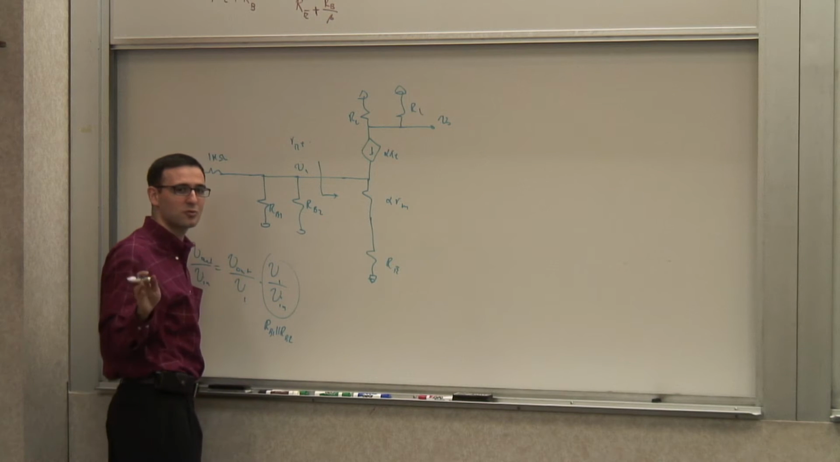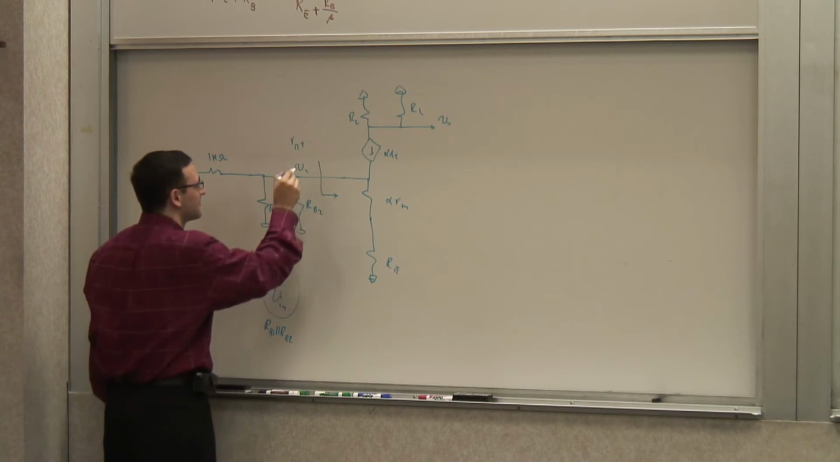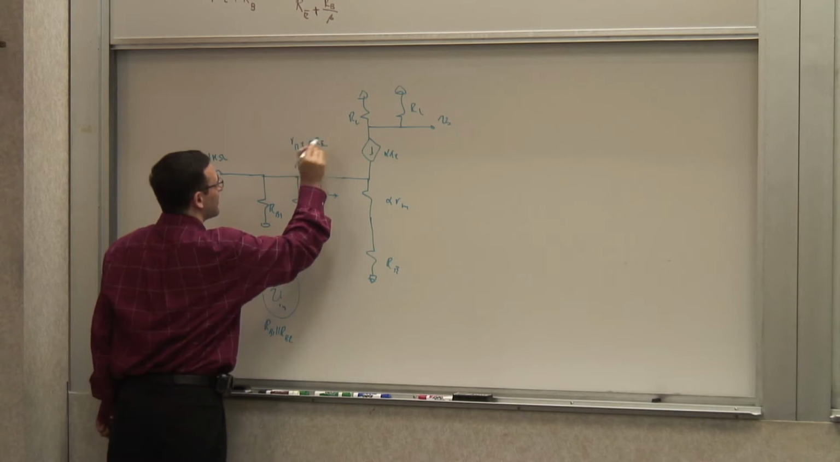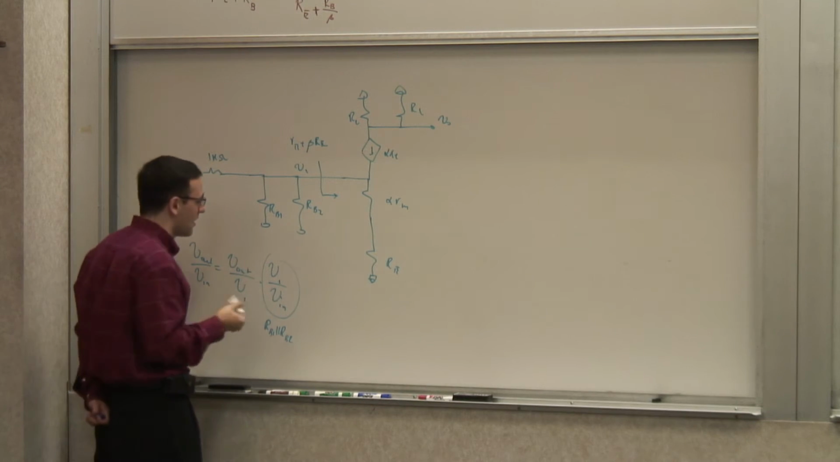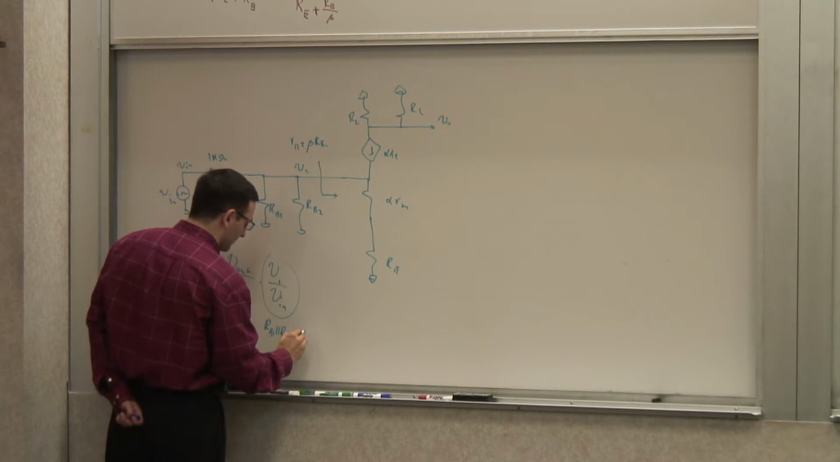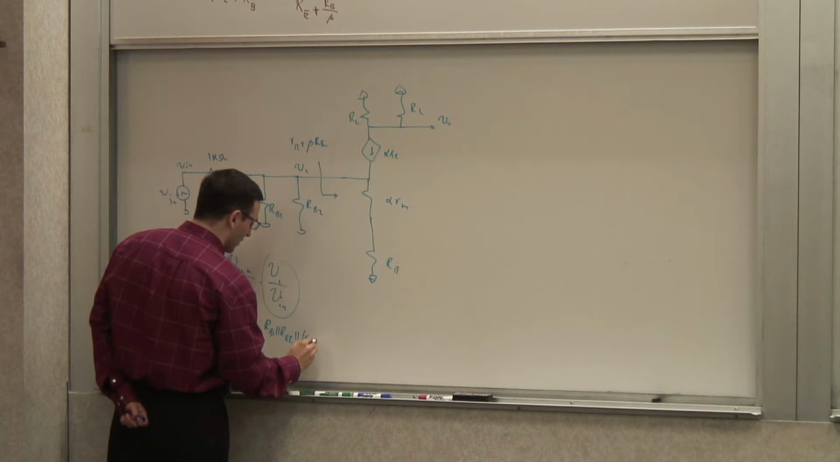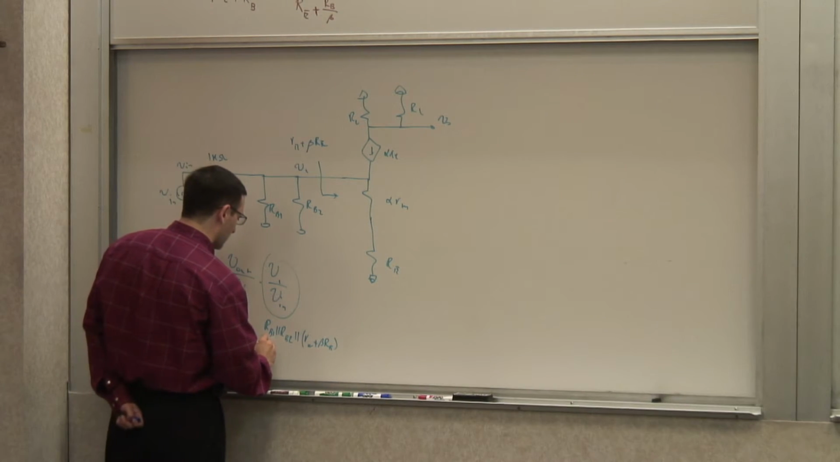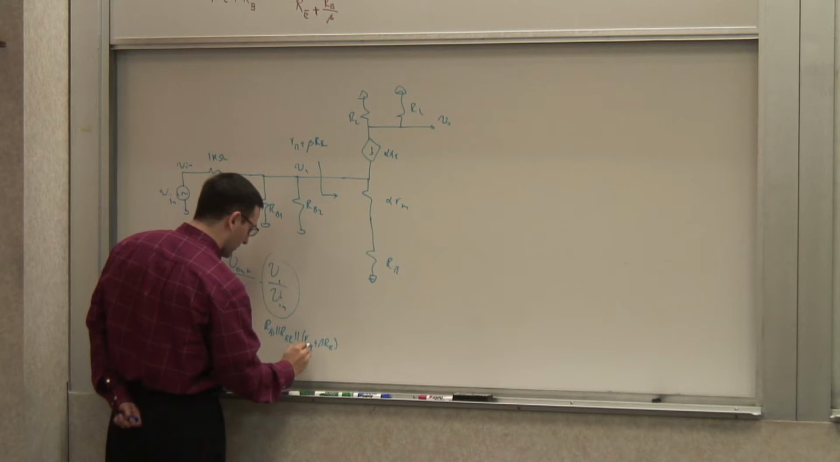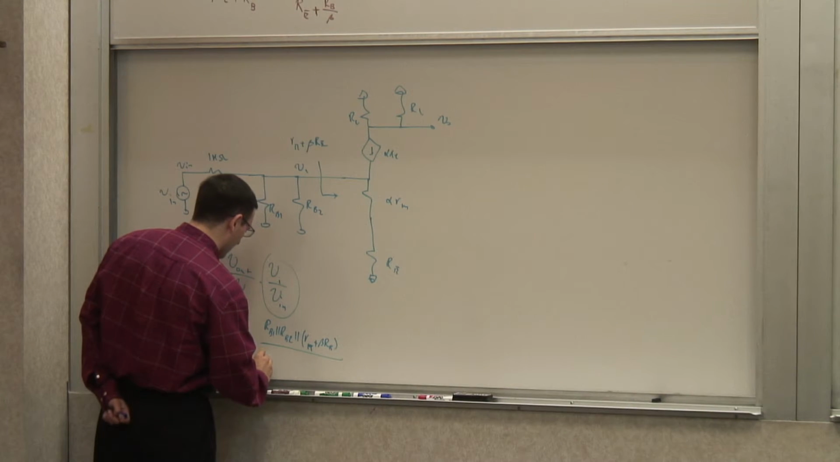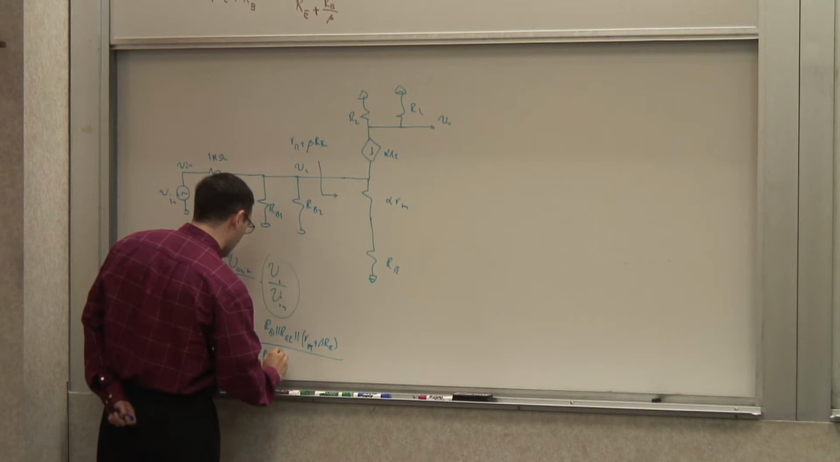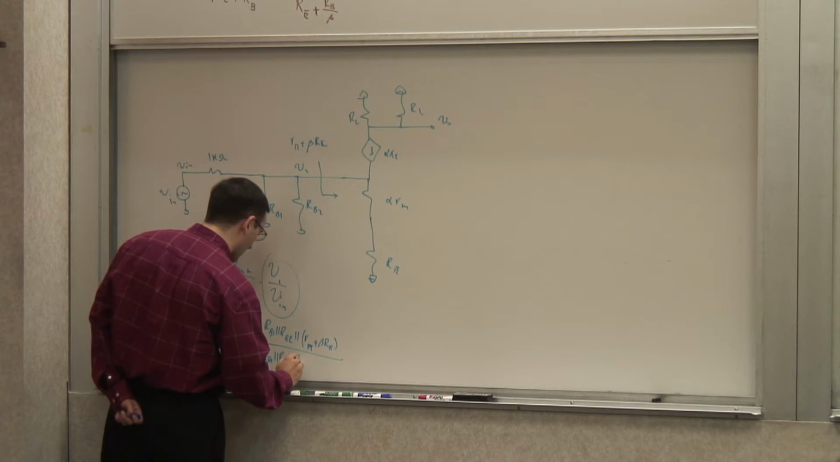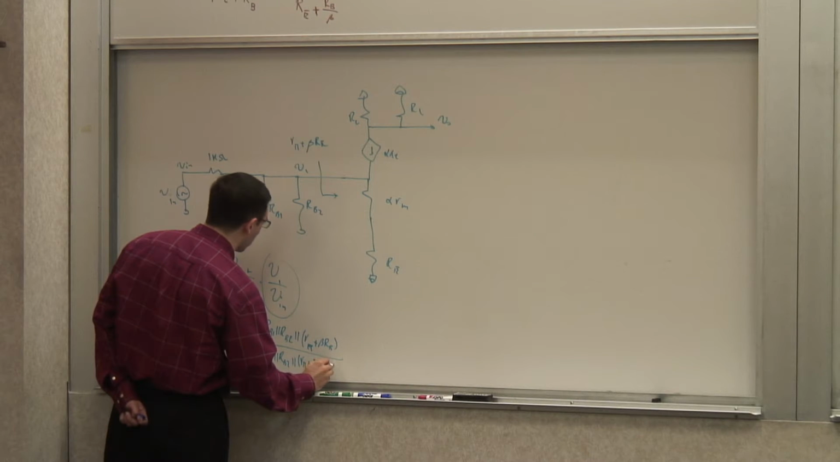Do you mind if I just use beta instead of beta plus 1? No, it doesn't matter. Beta Re. So we have R pi plus beta Re. I'm sorry, R pi, yes, thank you. Divided by RB1 in parallel with RB2, in parallel with whatever, R pi plus beta Re, plus Rs.